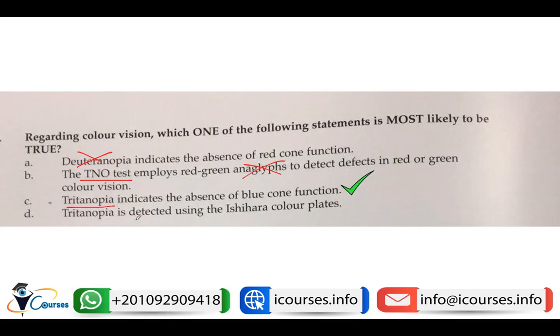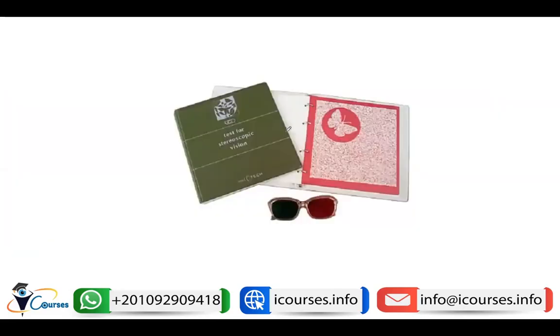And tritanopia cannot be detected by Ishihara color plates. Ishihara color plates are used for detection of red-green blindness, which is by far more common. So this is what is meant by the TNO test. The TNO test is a test for stereopsis and uses red-green goggles. If the patient has good stereopsis, he can see some images embedded within these plates.